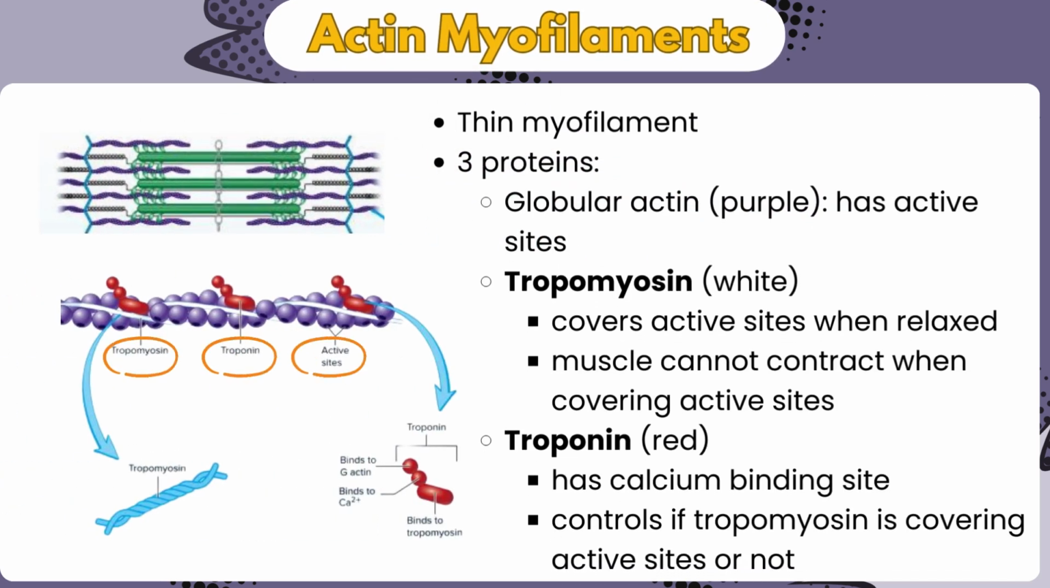Let's learn a little bit more about the myofilaments. Actin is the thin myofilament shown in purple in the top image. It is made up of 3 separate protein components, and those can best be seen in the lower images. Globular actin, which look like purple balls in the image, have active sites. Tropomyosin is shown in white in the middle image and covers the active sites when the skeletal muscle is relaxed. When tropomyosin is covering the active sites, muscle contraction cannot happen. Lastly, troponin, shown in red, has a calcium binding site and controls whether tropomyosin is covering active sites or not.